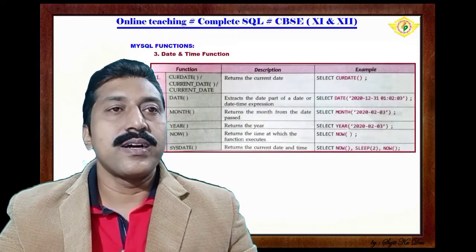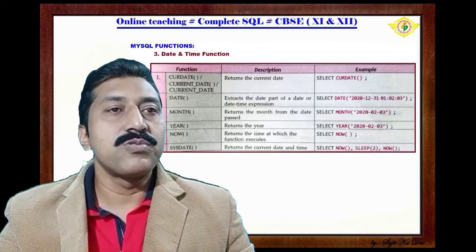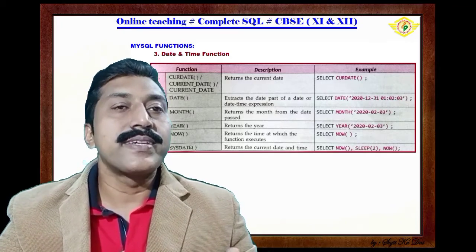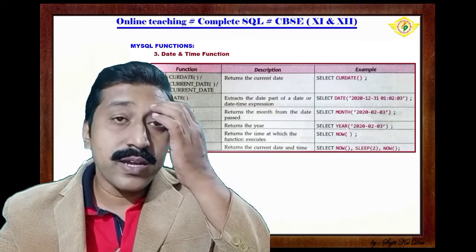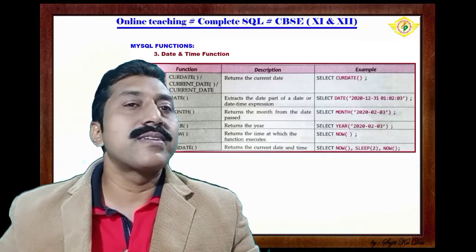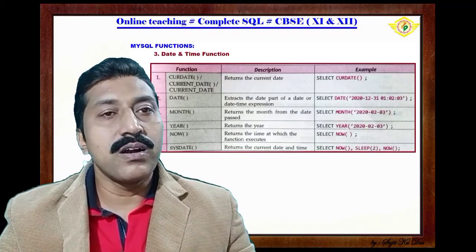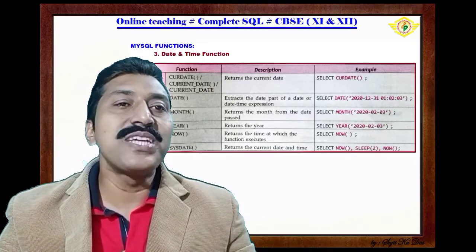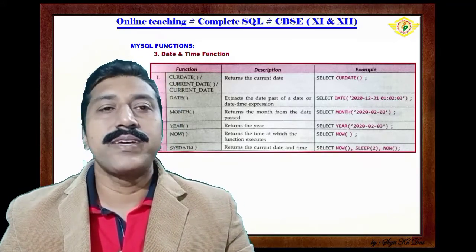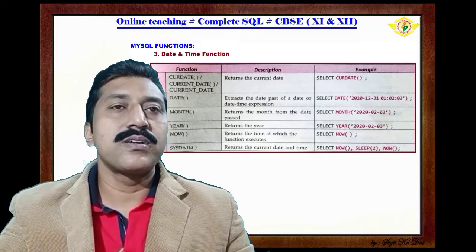Next we can discuss the date and time functions. The current date we can find out by using CURDATE or CURRENT_DATE. Next, DATE we can use just to extract the date part of a date or datetime expression. Then MONTH returns the month from the date passed. Then YEAR we can use. Now NOW we can use to get the time at which the function executes. Then SYSDATE, the system date and time, we can also get. Side by side examples I have already given. Check them thoroughly and just note them down.